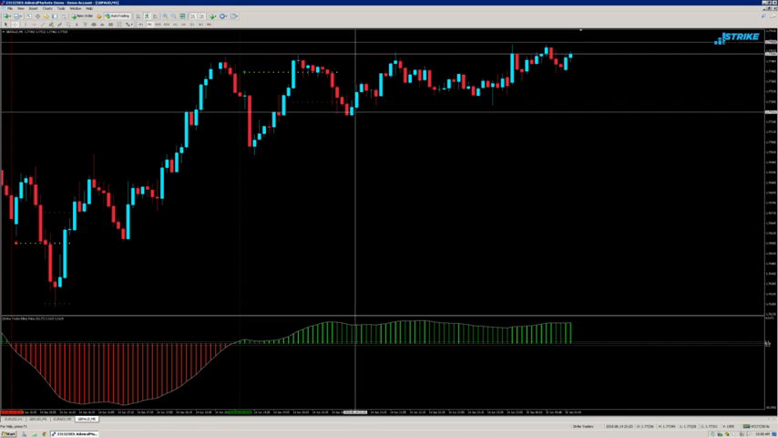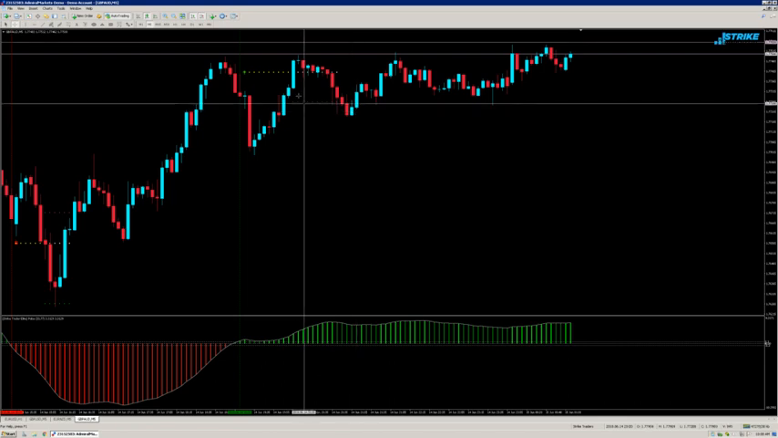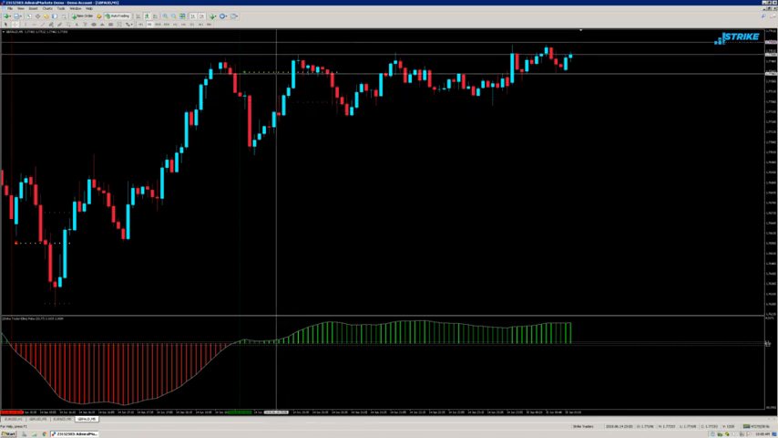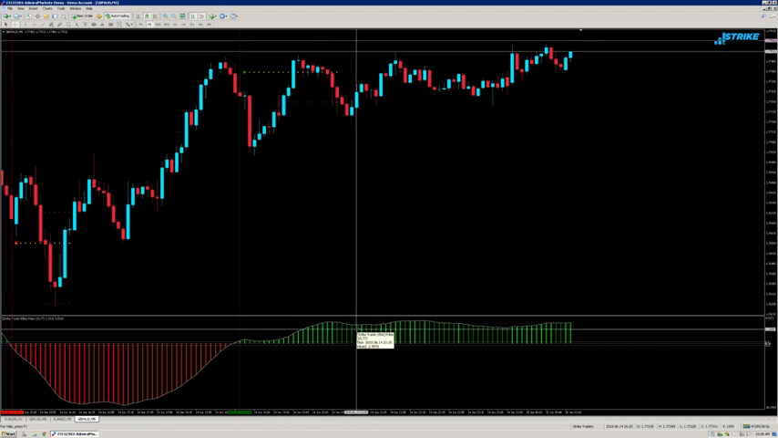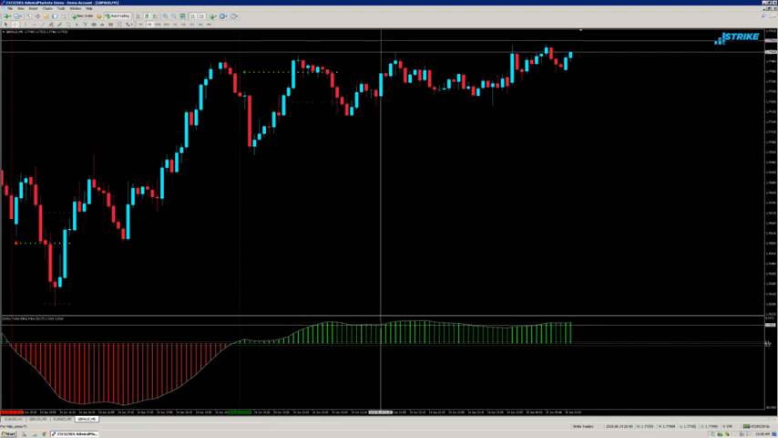But what this whole system indicator does is it gives you basically entries and stops and targets. So it tells you actually where to place pending orders, etc. And I'll talk you through that. So I just wanted to quickly talk you through the main indicator down here.